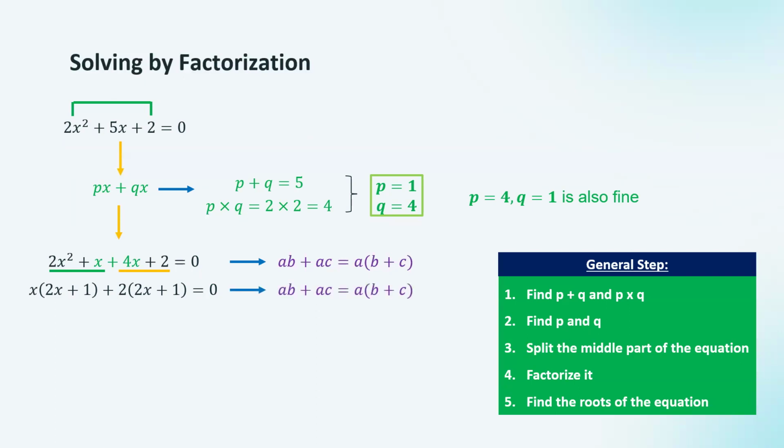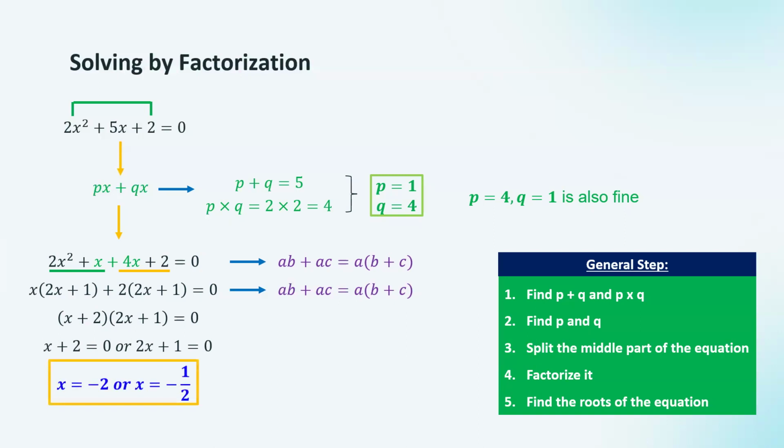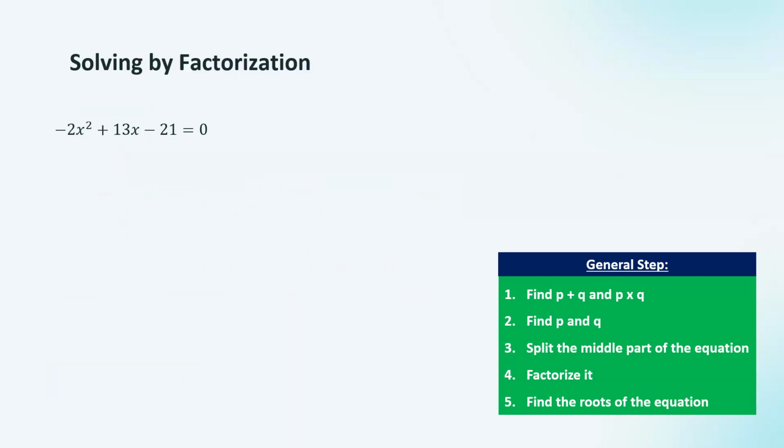So we can try to do the same thing. And then we can try to factorize this again. So x plus 2 times 2x plus 1. If we switch the order, is it okay? It's fine. Yeah, so if you want to say it's 2x plus 1 times x plus 2, it's also fine. And after this, we can find the roots. So x plus 2 is equal to 0, or 2x plus 1 is equal to 0. And we have x equals -2, or x equals -1/2. So let's try to see another example.